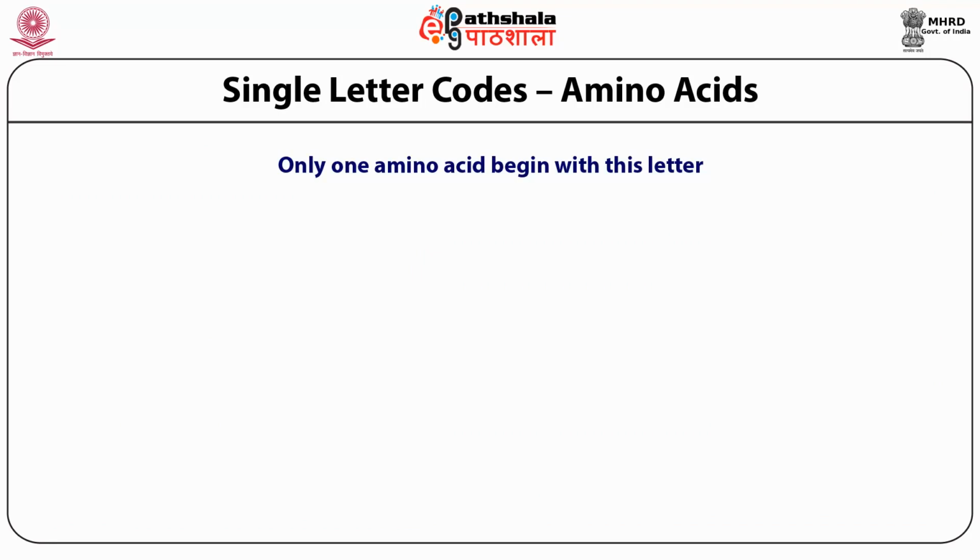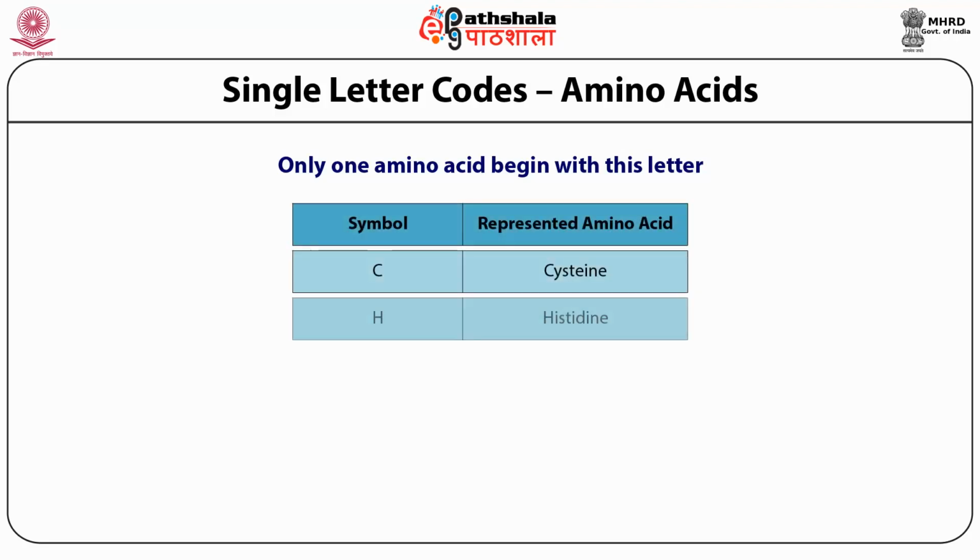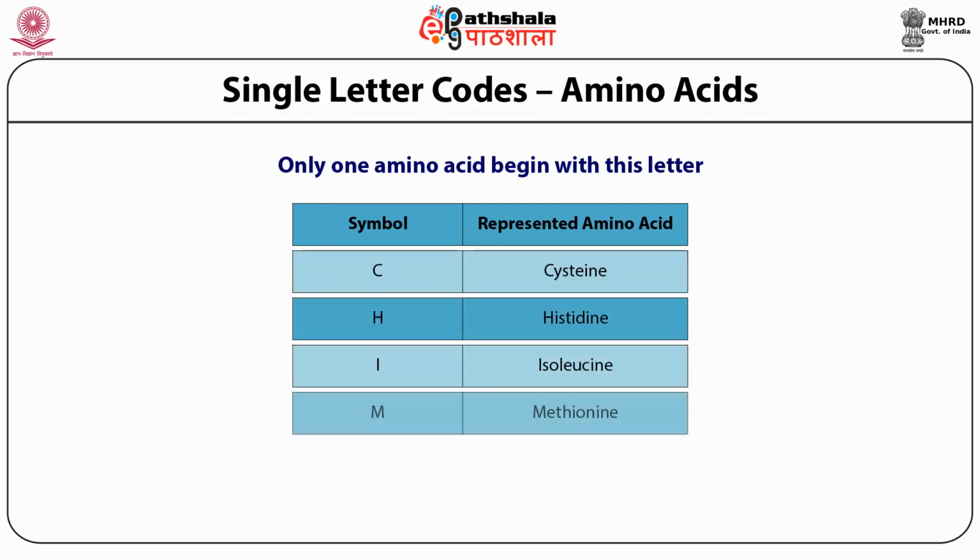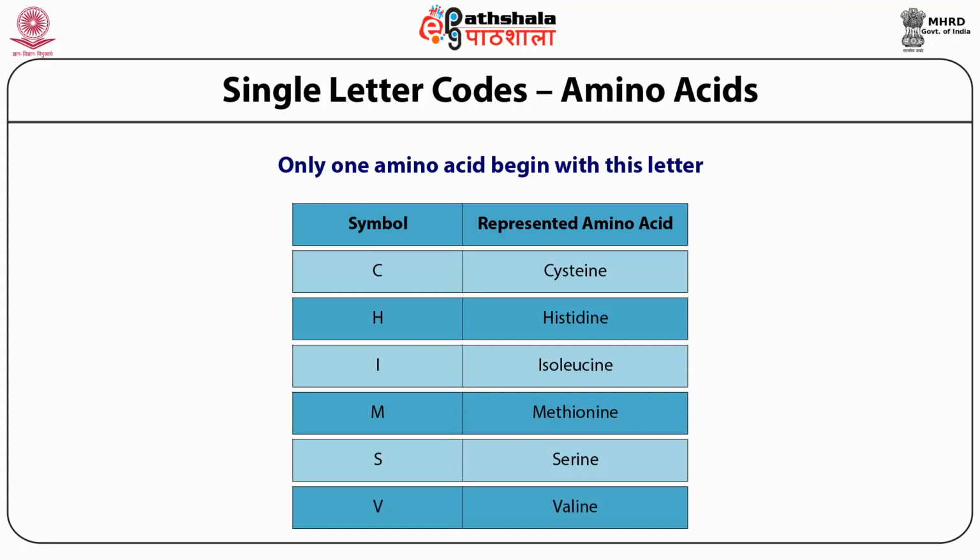I'll give some tips for remembering single letter codes for all 20 amino acids. 6 amino acids, that is cysteine, histidine, isoleucine, methionine, serine and valine, have a first letter which is not the first letter of other amino acids. Therefore, these first letters are used to encode their names.